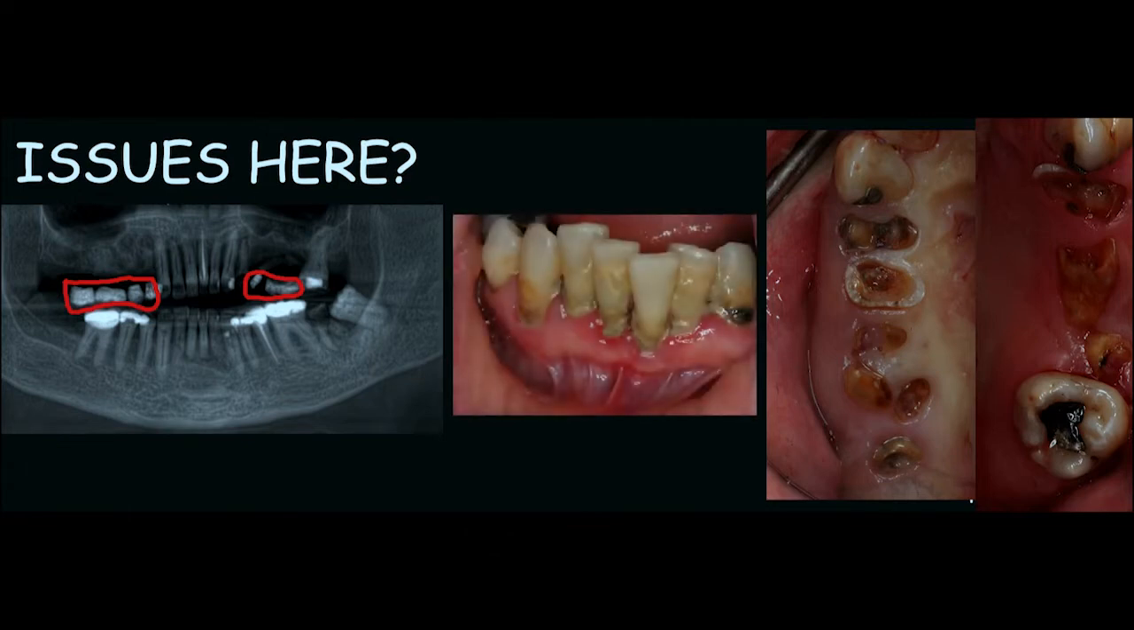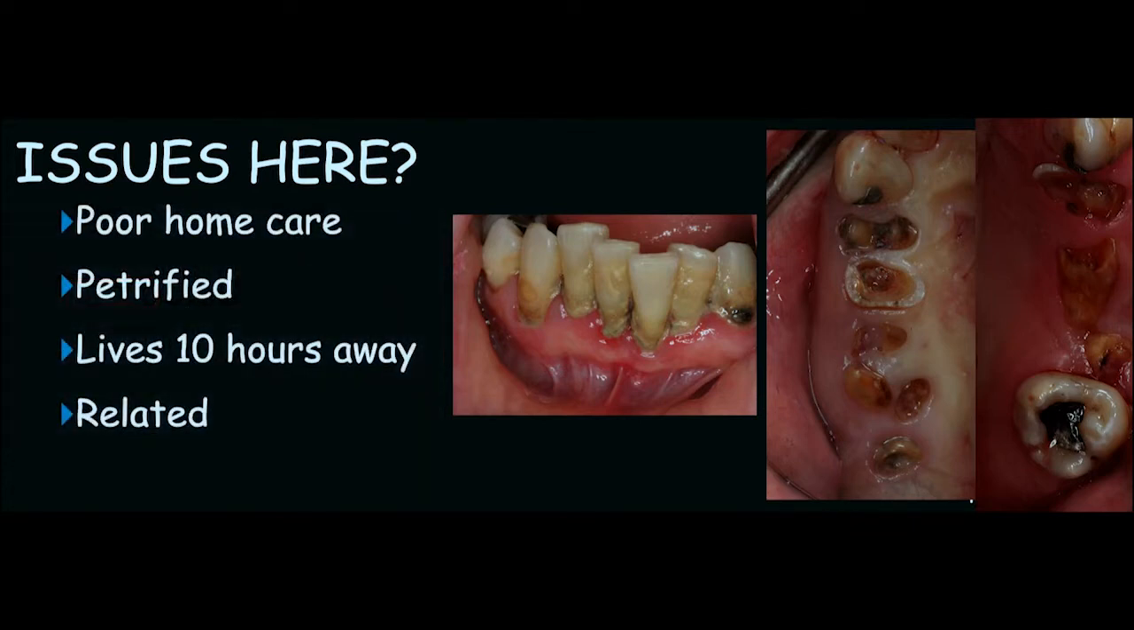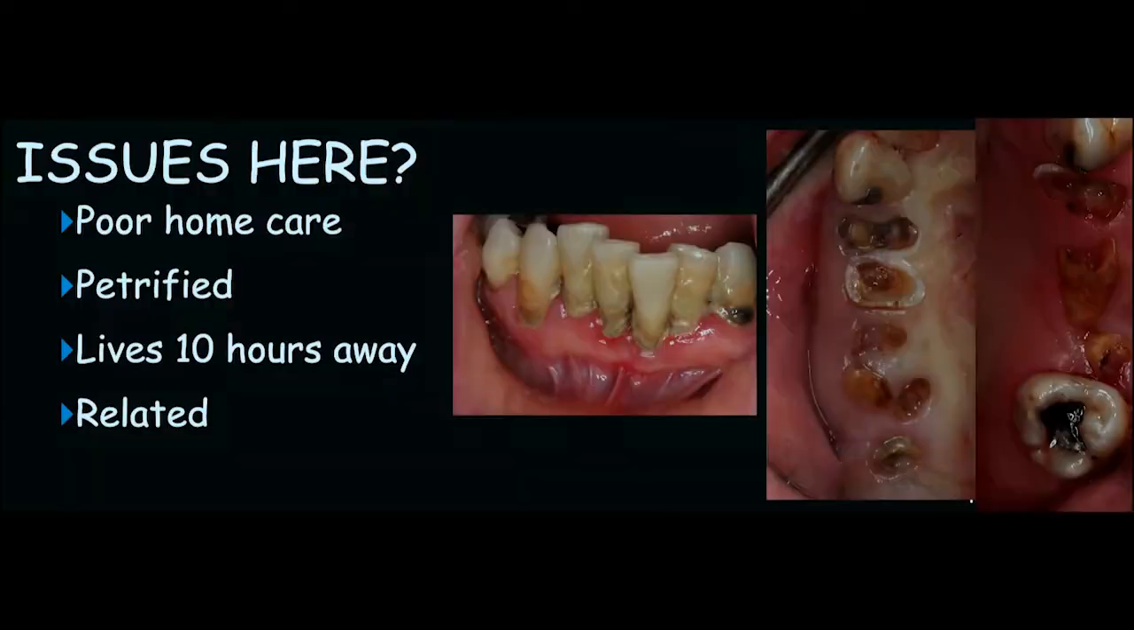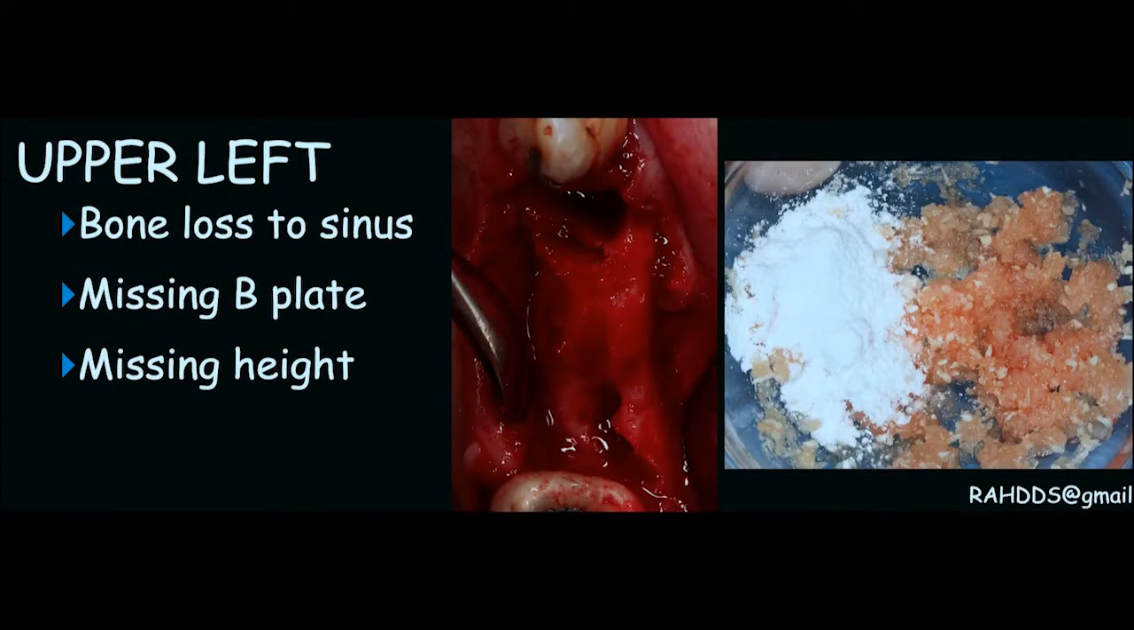So if we don't rebuild all the bone around these teeth when they come out and give her something that she can keep clean that's not going to trap food and plaque, she's going to lose whatever implants we place. So let's start with my cousin.